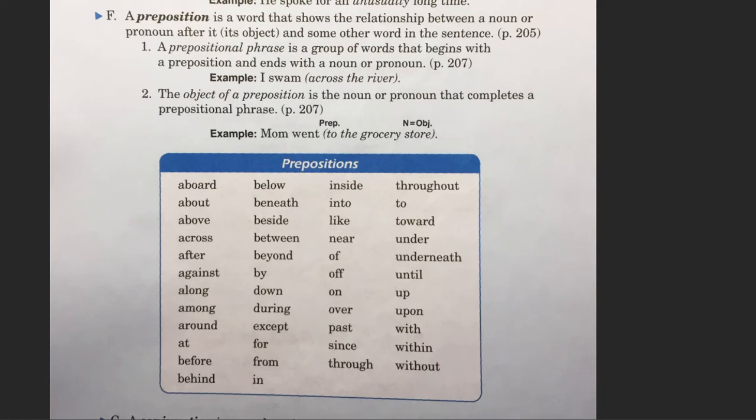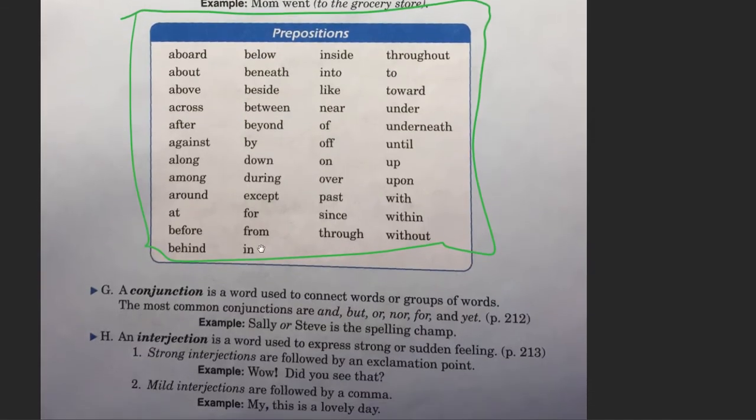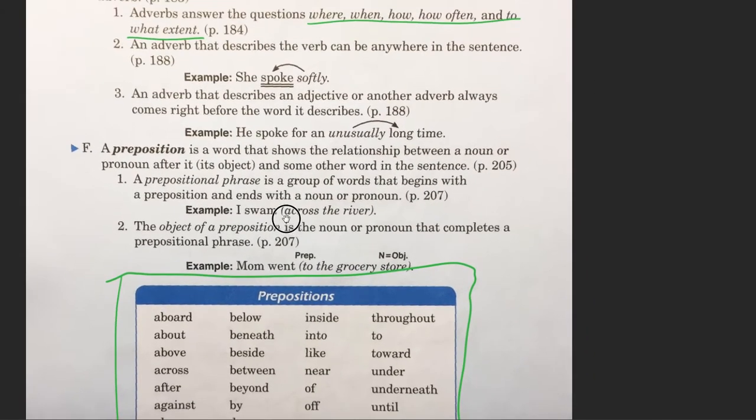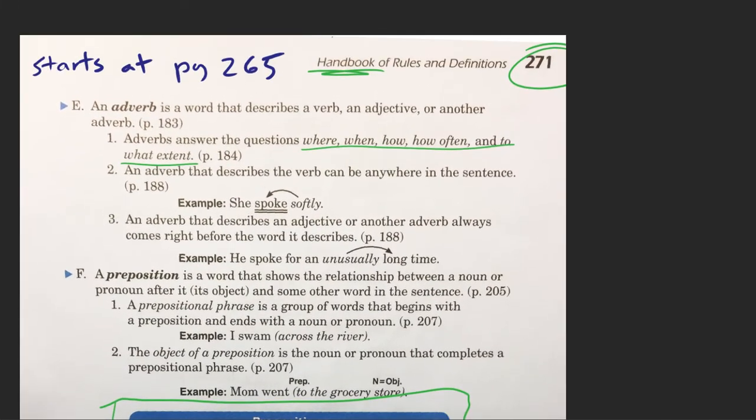And for prepositions, it even gives you this list of preposition words that you can look for. So if there's anything that you don't remember what it does, it's a good idea to go back and turn to the back of your language book to page 265. It has a handbook that has a summary of everything that we've learned so far.